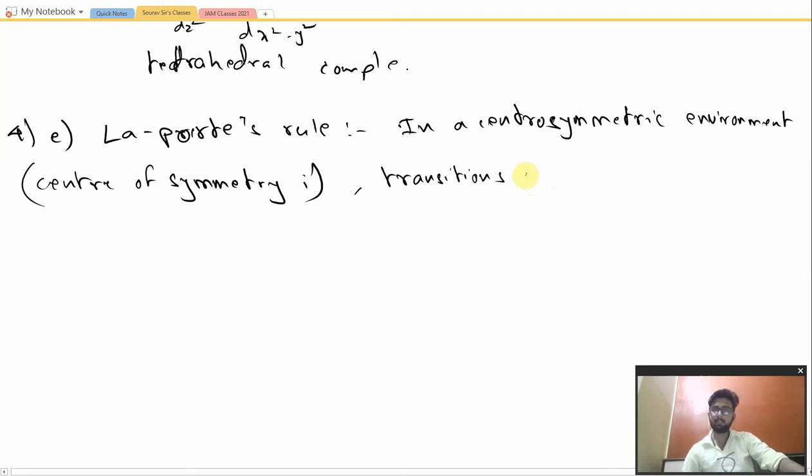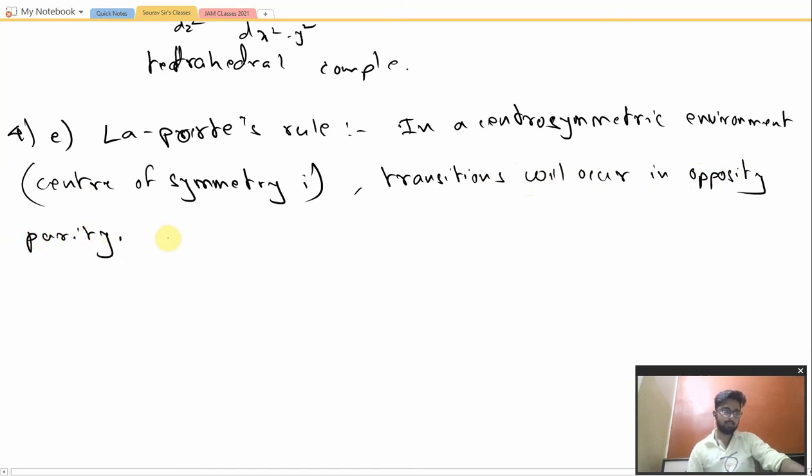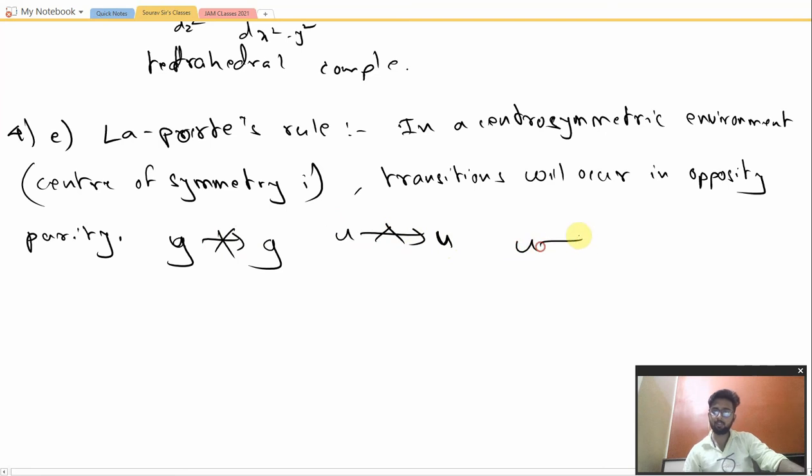So transitions will occur in opposite parity, that is, g to g is not possible, u to u is not possible. u to g is possible, and g to u is possible. Obviously the Laporte rule is not followed in the case of d-d transitions.